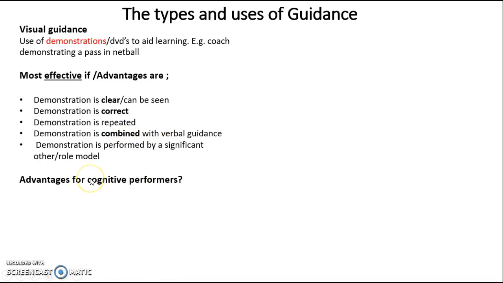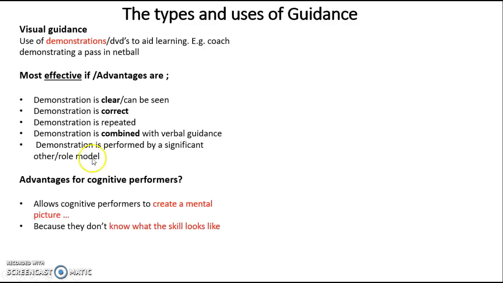So the advantages for cognitive performance. What makes visual guidance advantageous to cognitive performance, beginners? Okay, so you often hear the phrase, a picture paints 1,000 words. Now, what we're looking at here is that concept of a picture, because a cognitive performer, it allows them to create a mental picture. You don't have to write this, but it's a mental reference point really of what they're trying to do. And the reason why they need that is because they don't have any idea what the skill looks like.